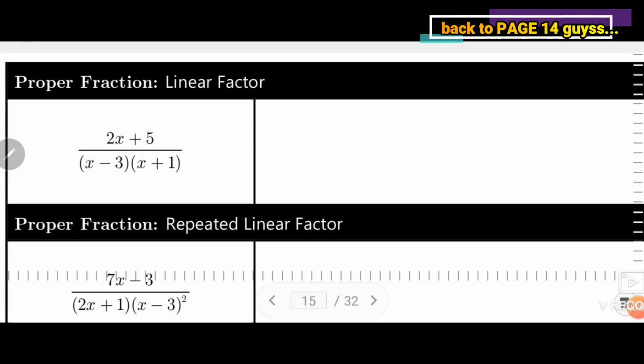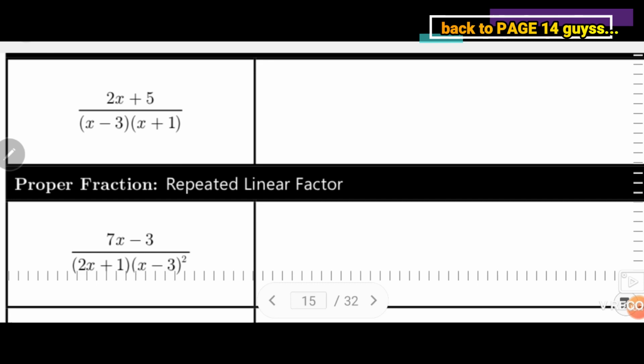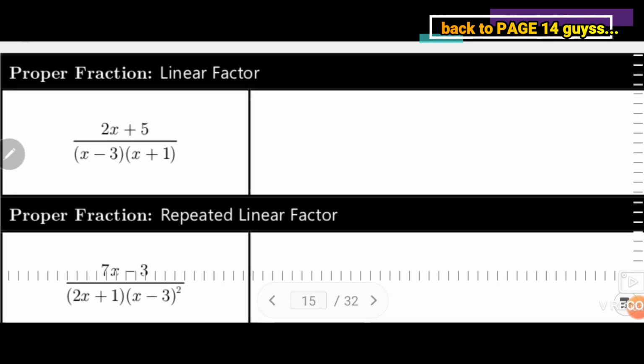So the first thing, if you want to decompose a fraction into partial fractions, we have to identify if the fraction is a proper or improper fraction. For a proper fraction, there are a few cases. The first one is a linear factor. In the example that we have here, in the denominator we have two linear factors, x minus 3 and x plus 1.